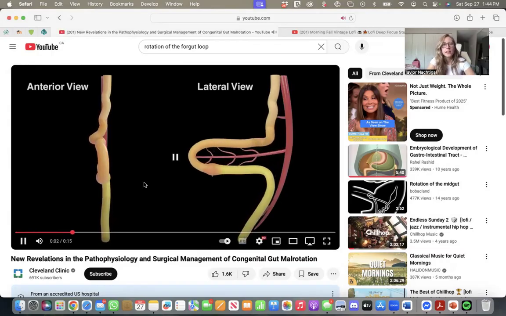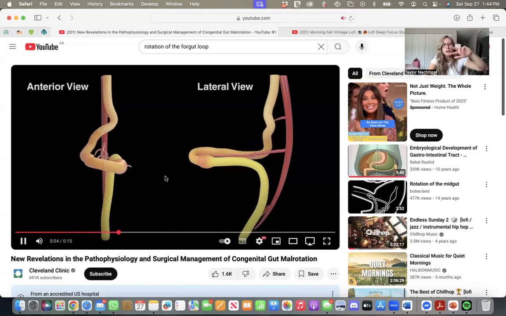So here's what we're seeing. We're seeing the midgut pushing out into the umbilical cord. We've got the caudal region, or sorry, the cranial region, my bad, and the caudal region. Apologies, the terminology is escaping me right now. So that's what this region is. Here's the superior mesenteric artery. So it's projected out into the umbilical cord.